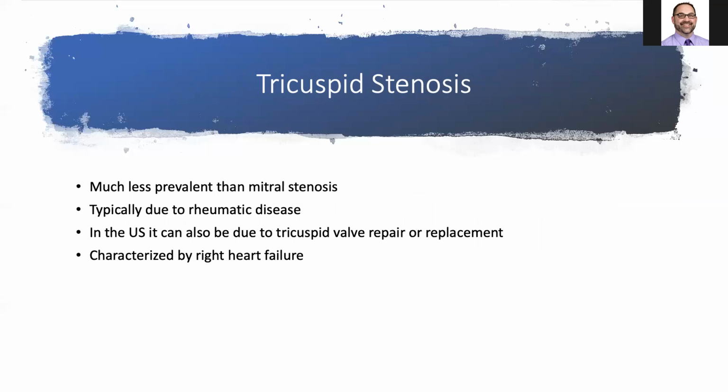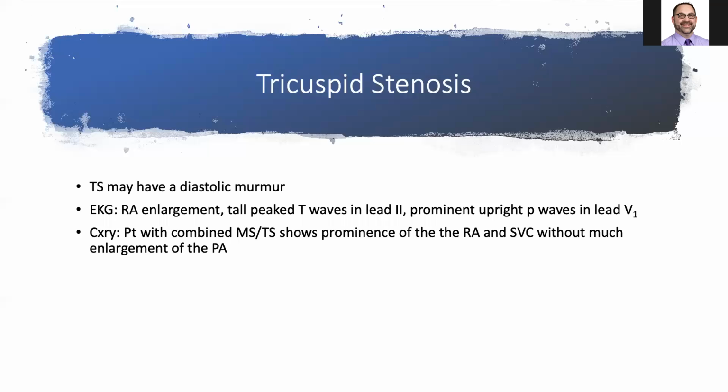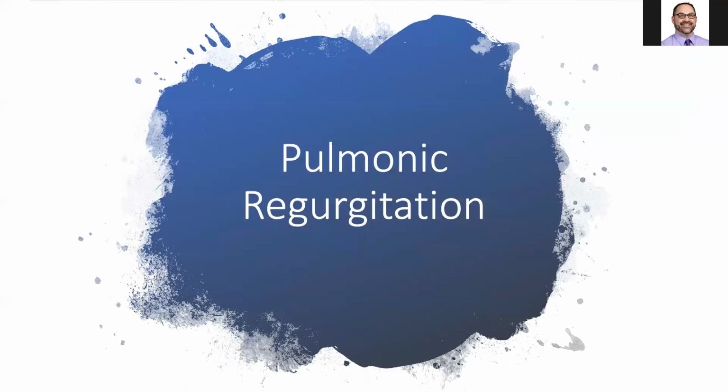So shifting to tricuspid stenosis, it is much less prevalent than mitral stenosis. It's typically due to rheumatic disease. In the US, it could be due to tricuspid repair or replacement. With tricuspid stenosis, you may have a diastolic murmur. EKG shows right atrial enlargement and tall peaked T waves. On chest X-ray, you're usually not seeing much. Echocardiogram is the best way to diagnose all these valvular abnormalities.